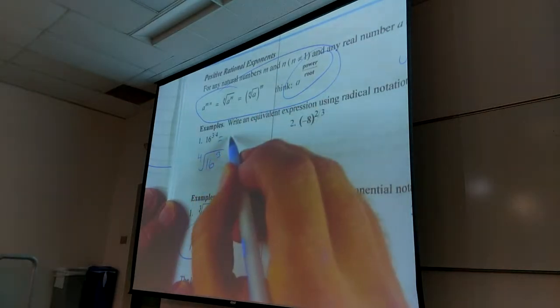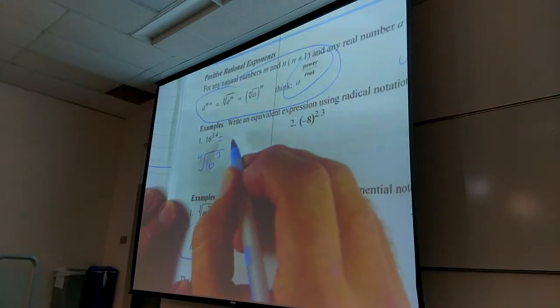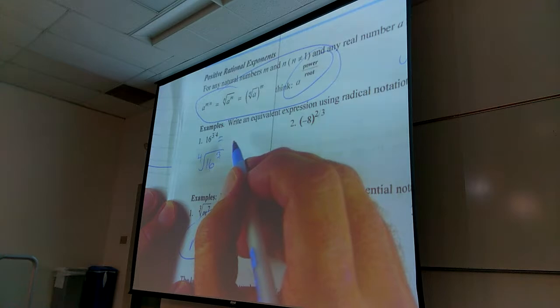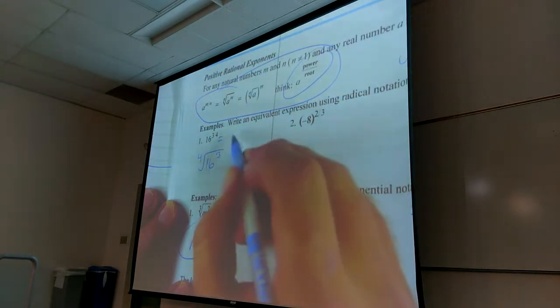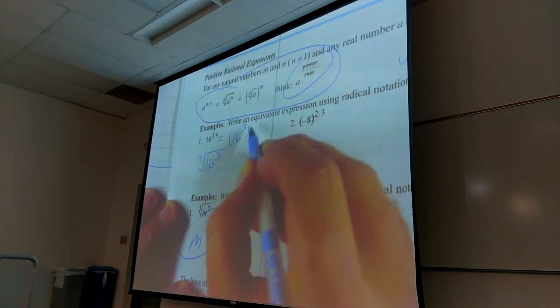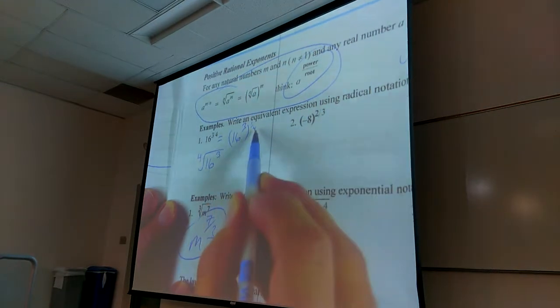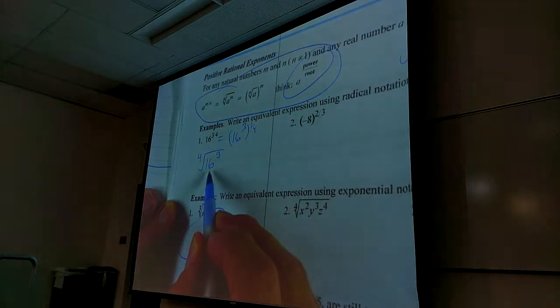How do I rewrite this? Now this is a little weird. You never have to do this. I'm just explaining why the power can go on the inside or the outside. This would be 16 to the 3rd to the 1/4, right? That's the 4th root of 16 cubed.